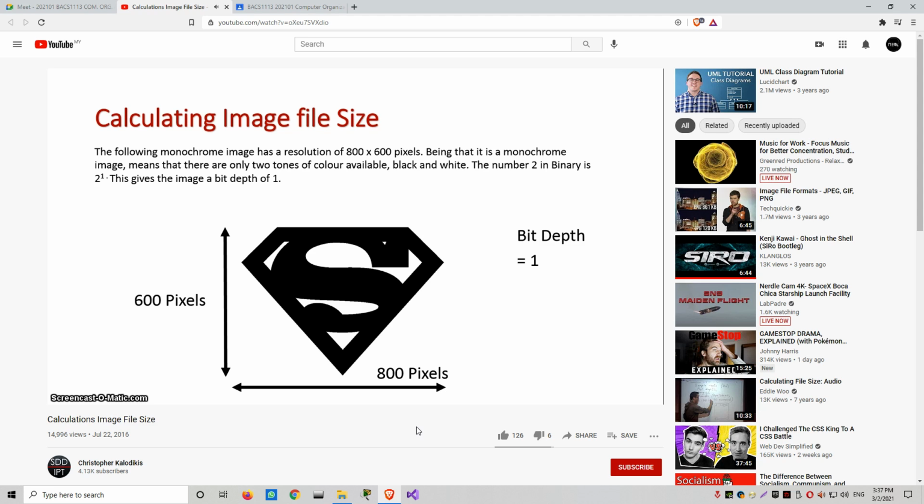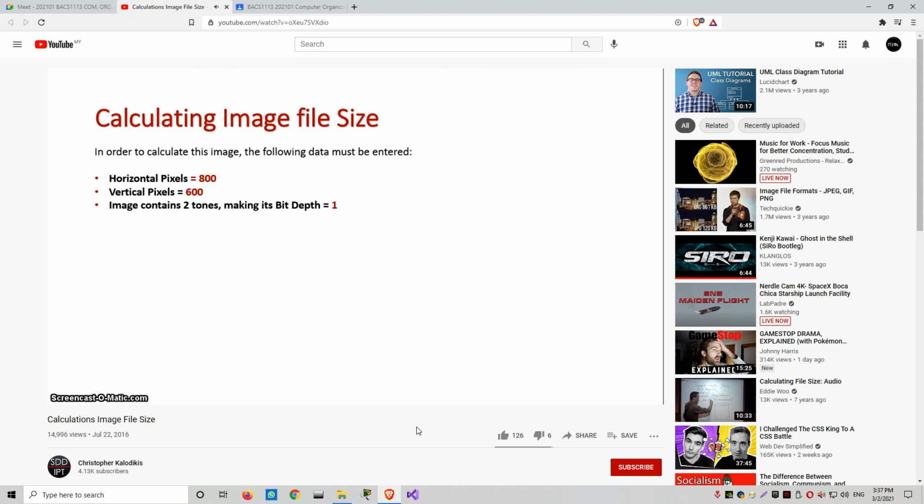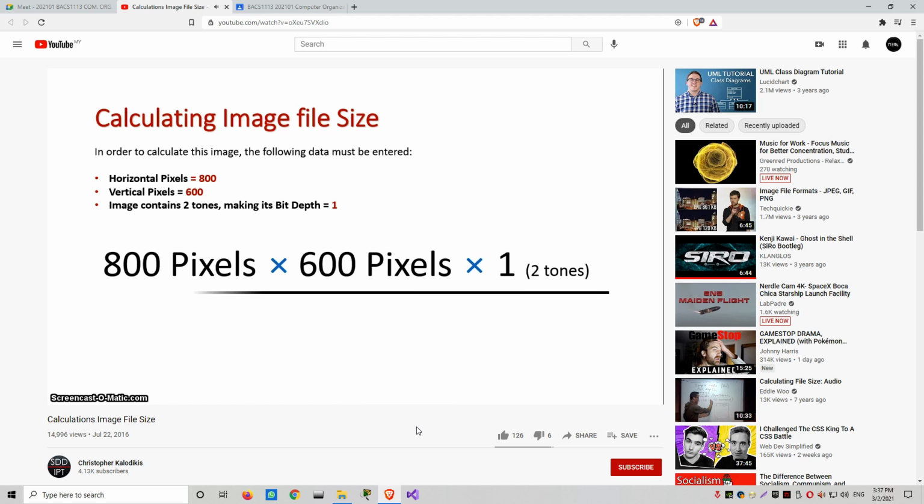You've got to think in binary to convert that into bit depth. Now, 2 in binary is 2 to the power of 1. So our bit depth is 1. So once we do our calculation, we've got 800 times 600 times 1 divided by 8 by 1024. And that gives us an answer of 58.59 kilobytes.